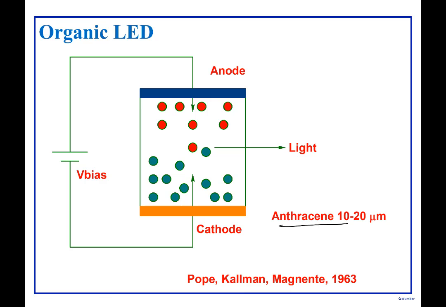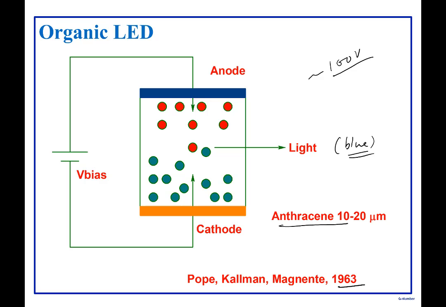And very interestingly, what they saw was blue light. Blue was very difficult to obtain. In 1962, 1963, they got blue light out of an organic material. So this should have been a revolution, except that this LED required hundreds of volts to work.